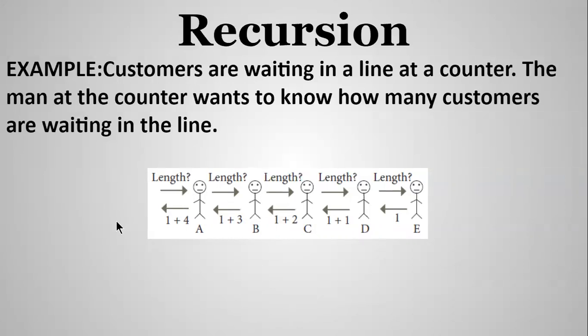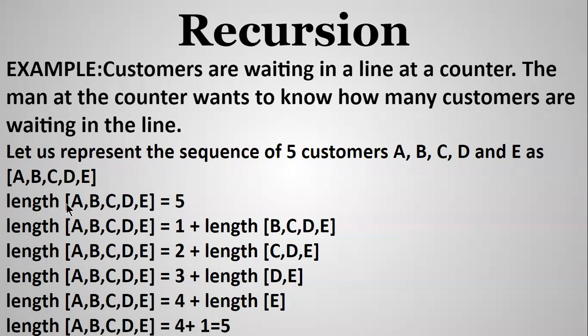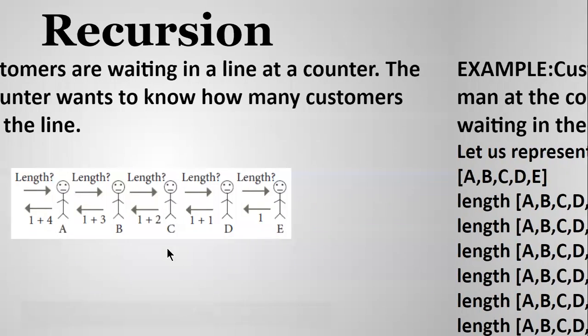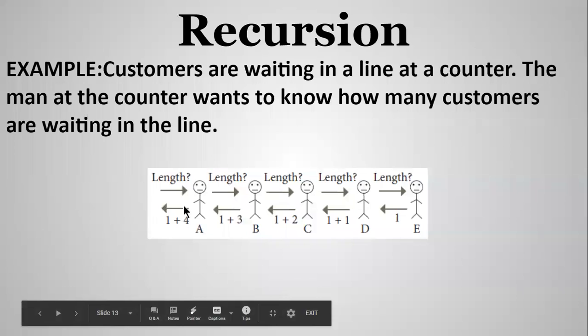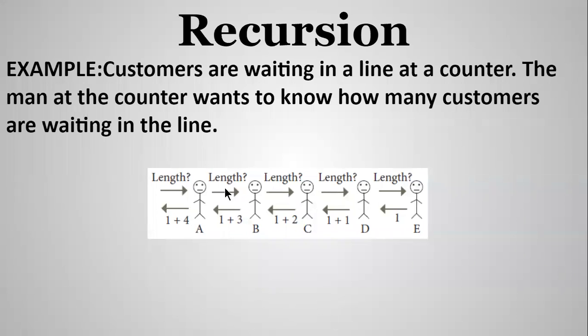Can you understand? Yes, I'll explain this. Assume there are 4 to 5 students there. What will happen over here? The teacher will ask the first student A, how many students are at the back? So the question is raised now, and there is no solution yet. A will ask B, how many students are there? B will ask C, how many students are at the back? C will ask D, how many students are at the back?